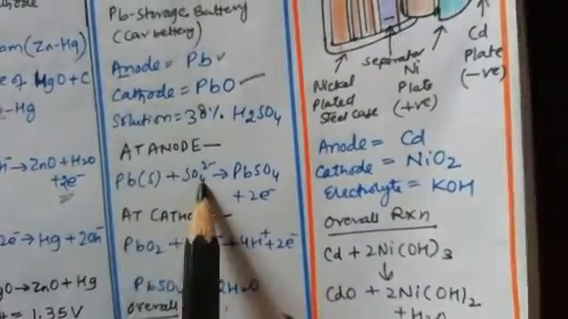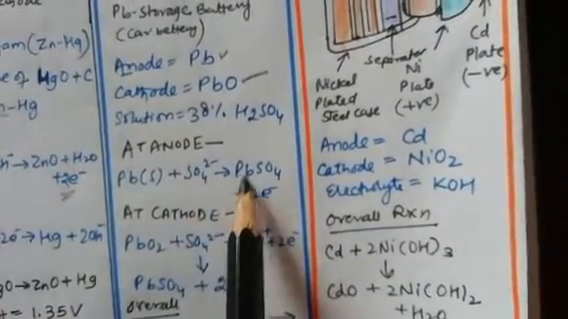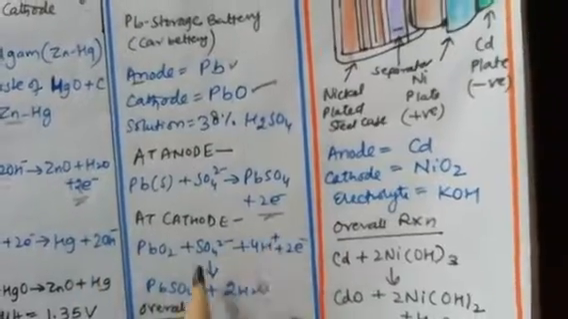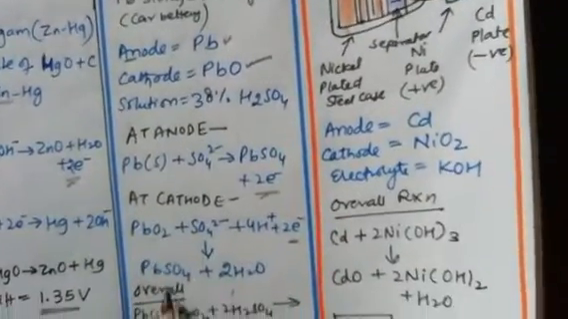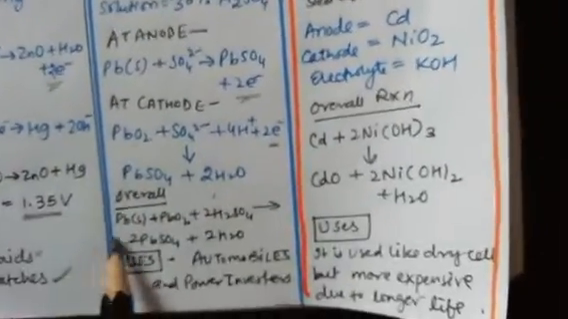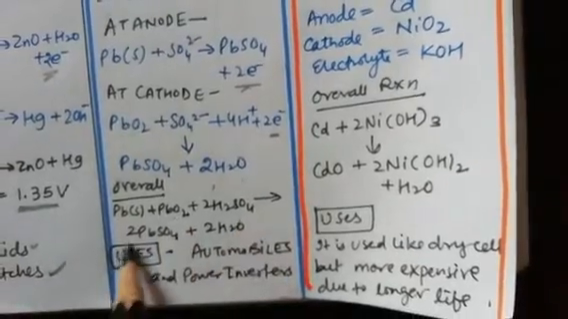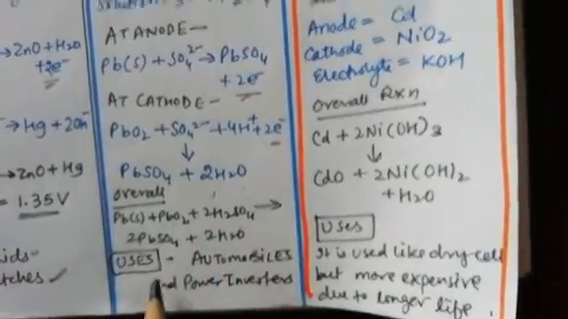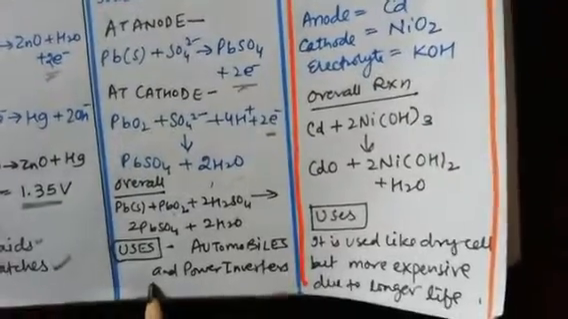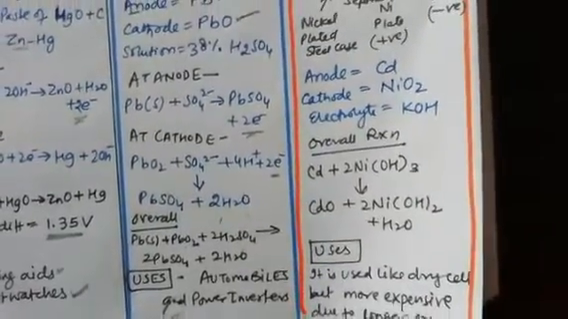At the anode, lead and sulfate ion are reacting, and it will form lead sulfate, losing 2 electrons. These 2 electrons are gained by lead oxide, forming lead sulfate and H2O. And the overall reaction is showing lead plus lead oxide plus H2SO4 gives lead sulfate and 2H2O. It is used in automobiles and the power inverter which you are using in your home.